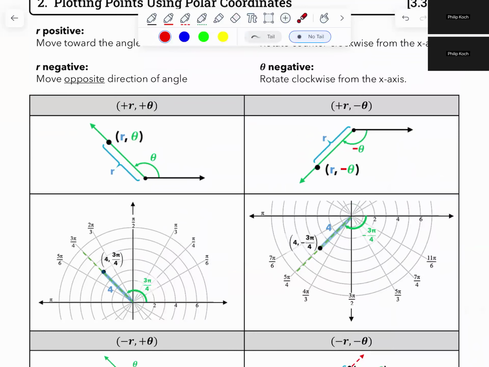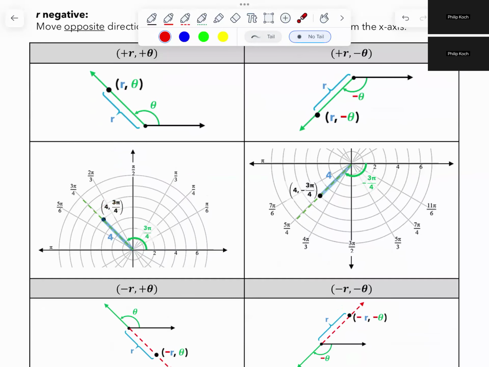So I've got an example right here. With a positive R and a positive theta, you just start with your polar axis, which is the right half of your x-axis. Find your theta, and then go out a distance of R to plot that point. If your theta is negative, then you go clockwise to that point, and then go a distance of R out to plot it. For example, if I want to plot the point R, theta equals 4, 3 pi over 4, go 3 pi over 4, and then go out 1, 2, 3, 4 units to get to it. Then if I want to plot the point 4, negative 3 pi over 4, I go negative 3 pi over 4, and then go 1, 2, 3, 4 to plot that point.